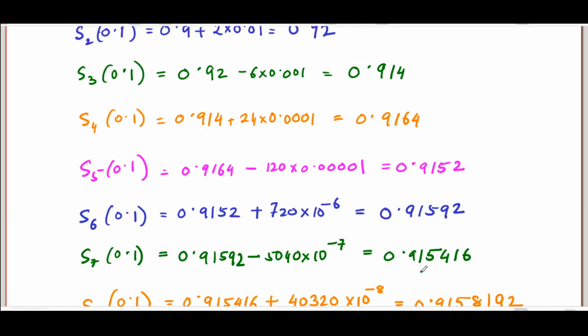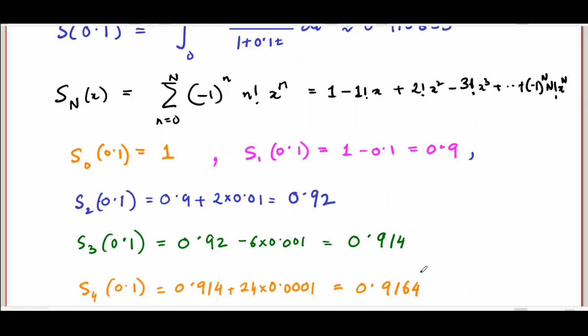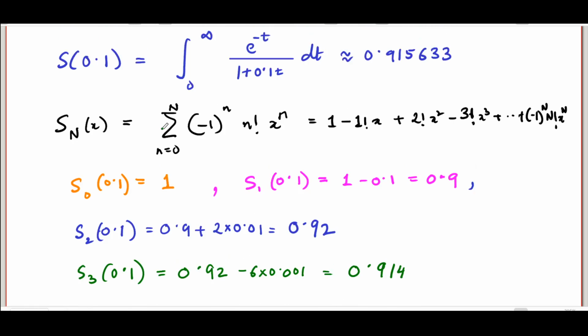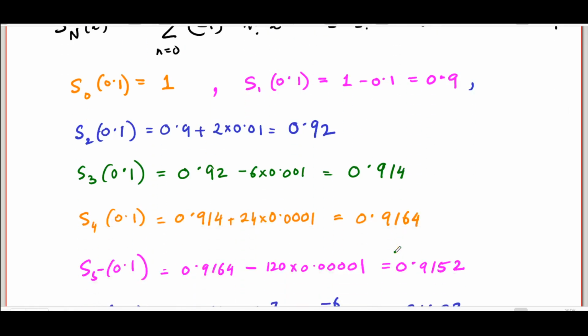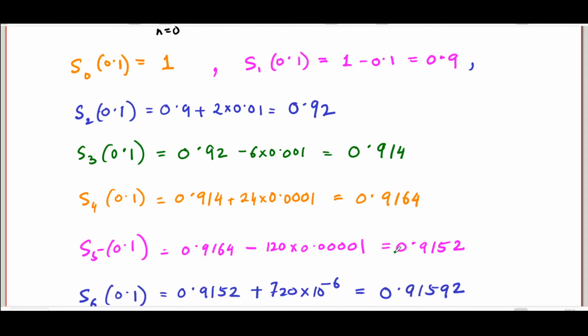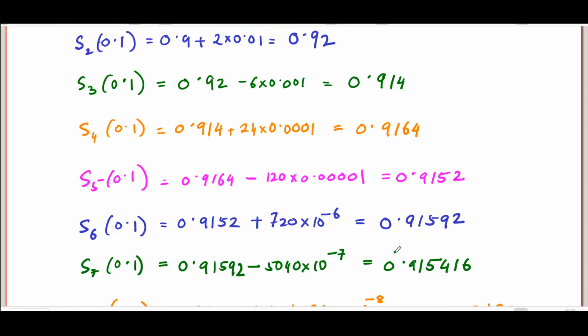And by the way, let me just point out something which you may have already noticed. S1 was actually more than the exact value, S0. S1 is 0.9, is smaller. S2 is larger. S3 is smaller. S4 is larger. S5 is smaller. S6 is larger. S7 is smaller. So these are really alternating between being larger and smaller than the actual value.